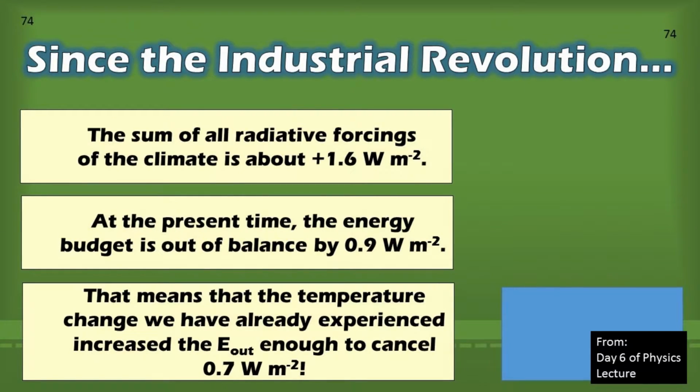We started off, if we had just imposed all these greenhouse gases and aerosols and stuff like that in 1750, we'd have had a radiation imbalance of 1.6 watts per square meter. In practice, sitting here in the year 2016, we have an energy imbalance of about 0.9, which means we have warmed up enough already that we've canceled out about 0.7 watts per square meter, meaning we have a lot of committed warming still to go.